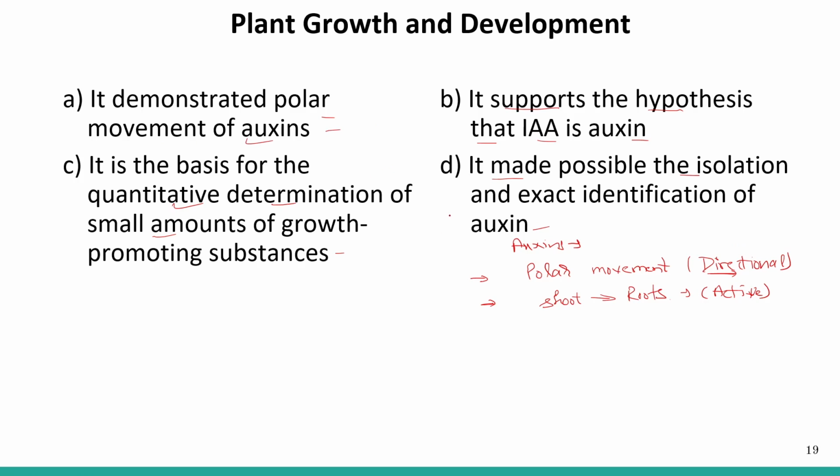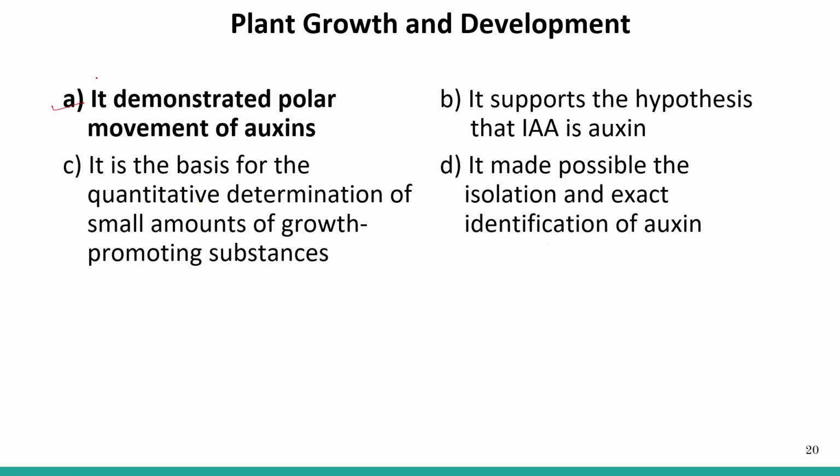So now what should be the correct answer? Answer is option A. It demonstrated the polar movement of auxins. Alright, so what happened in the agar block experiment? Auxins from the shoot tip were transferred first to the agar block, and from the agar block again it was transferred to the coleoptile stump. So there is a directional movement from shoot towards the root. Other options are not correct.